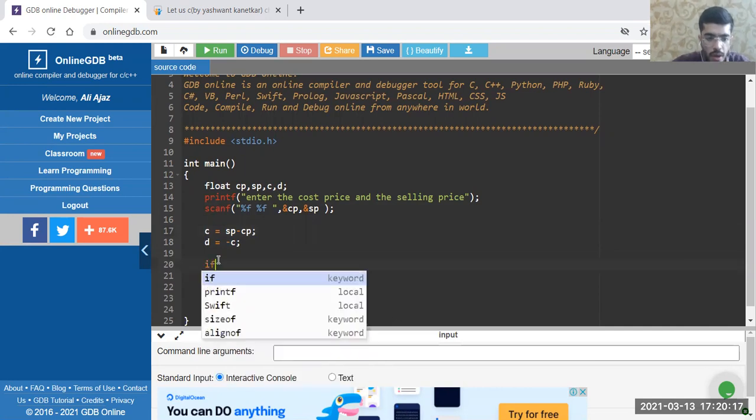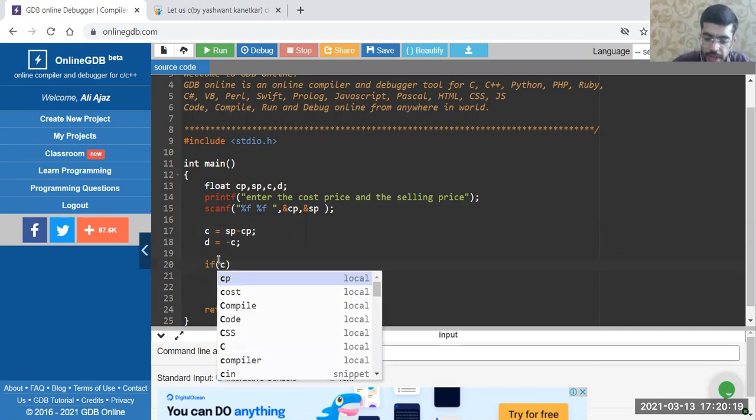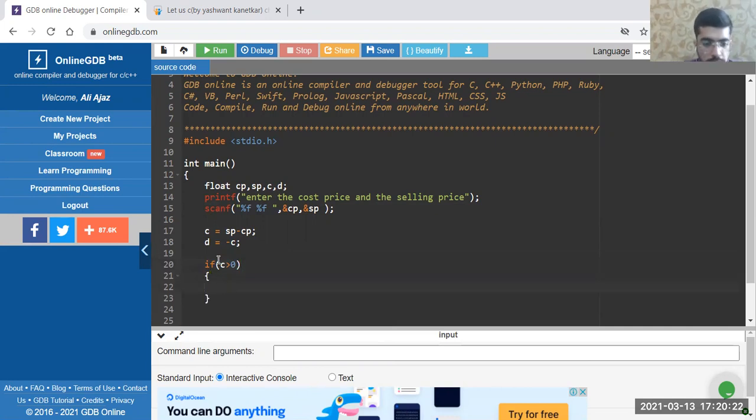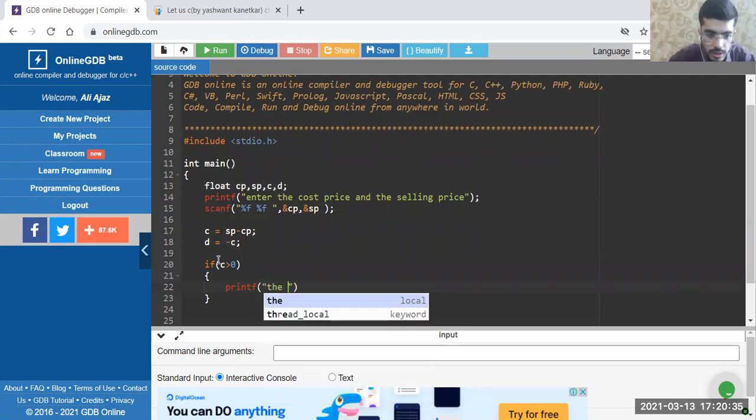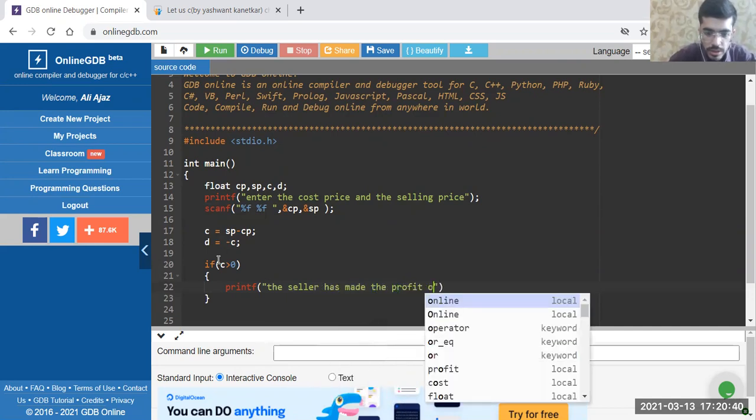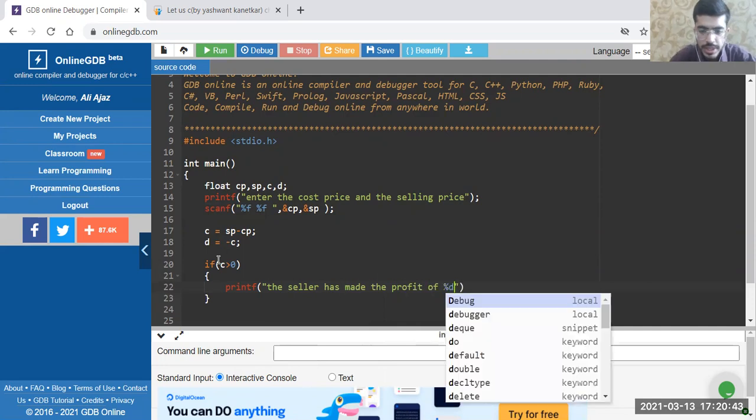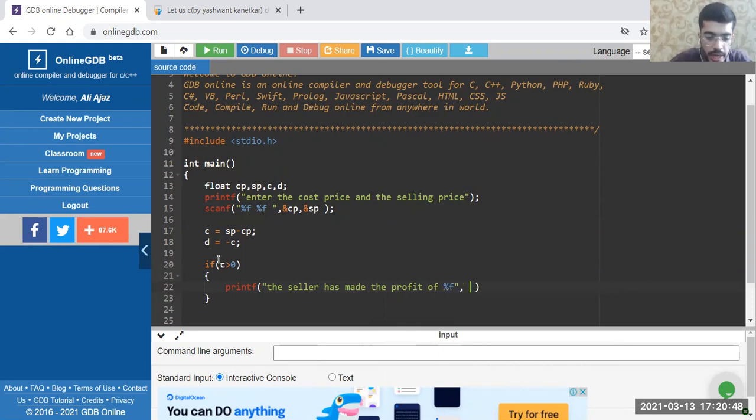Now, C will definitely be greater than 0 if the seller has made the profit. So what we'll write is printf: the seller has made the profit of %d, sorry, %f, because we are using float over here, and the variable name is c.